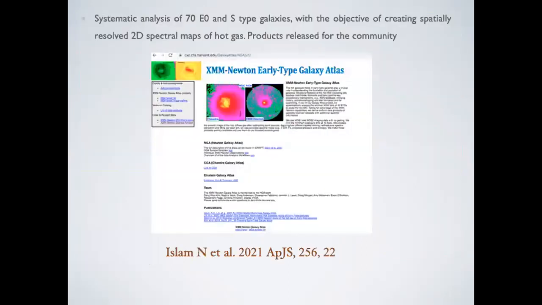So in this work, what we did is a systematic analysis of 70 elliptical galaxies with the objective of creating spatially resolved temperature plots and iron maps. This product is released to the community, so anybody can download either the temperature map or some of the meta products which we created as part of the analysis.